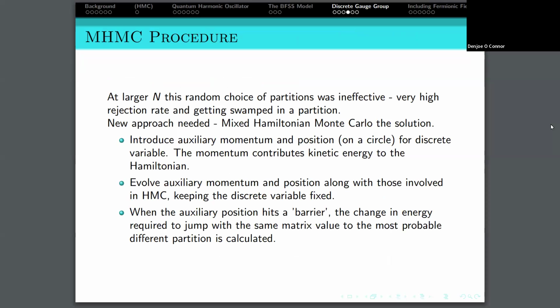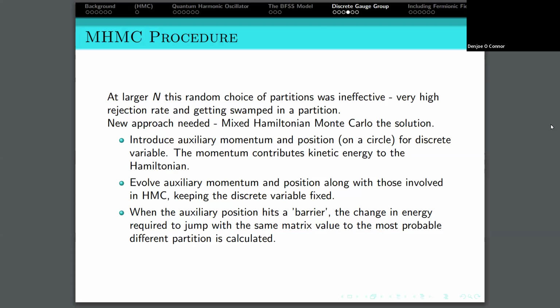So I got a very high rejection rate, and essentially what was happening was that each time the Hamiltonian evolution was occurring in a given partition, it was finding the maximum of the probability distribution for that partition, but that doesn't necessarily correlate to a maximum of the probability distribution for a different partition. So a new approach was needed, and glossing over a lot of trial and error, the solution was to use something called mixed Hamiltonian Monte Carlo.